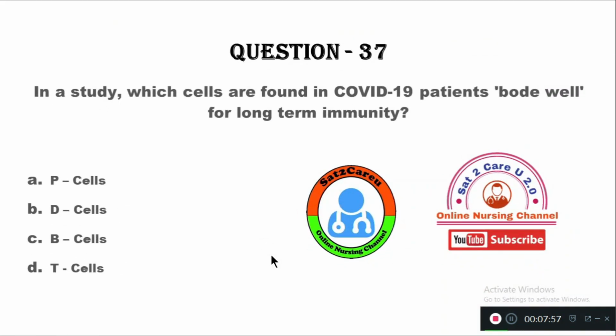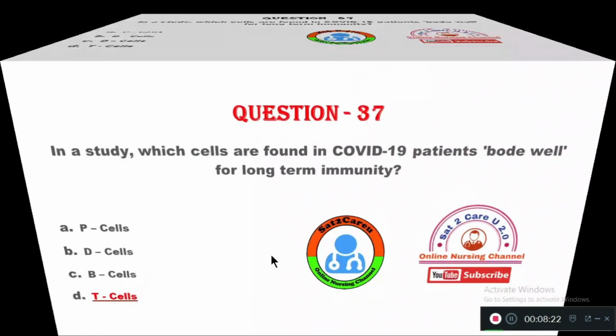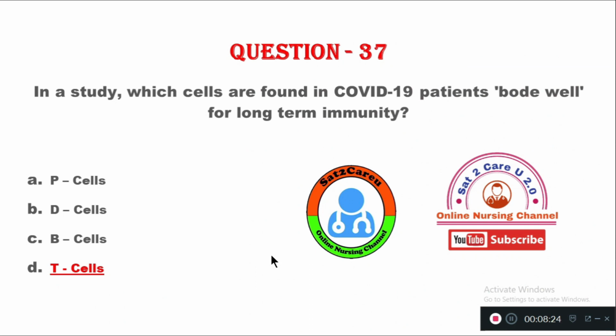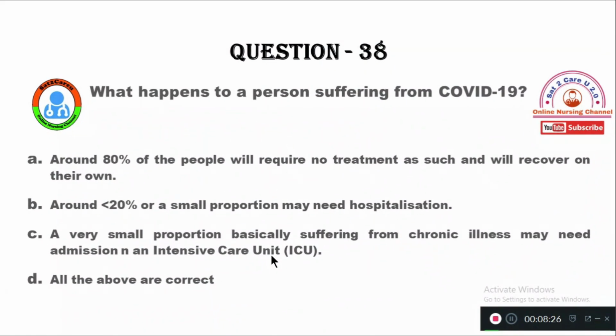Question number 37. In a study, which cells found in COVID-19 patients bode well for long-term immunity? Option A, P cells. Option B, D cells. Option C, B cells. Option D, T cells. For acquiring immunity against COVID-19, the cell which is produced more is Option D, T cells.